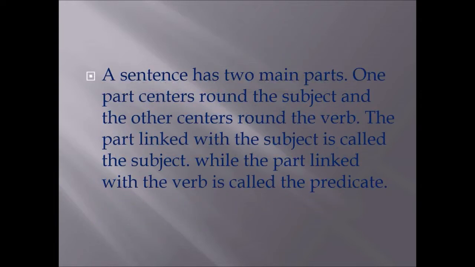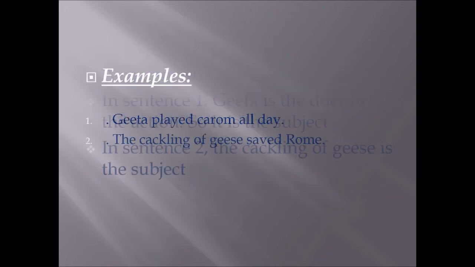A sentence has two main parts. One part centers around the subject and the other centers around the verb. The part linked with the subject is called the subject, while the part linked with the verb is called the predicate. See the examples, all of you.